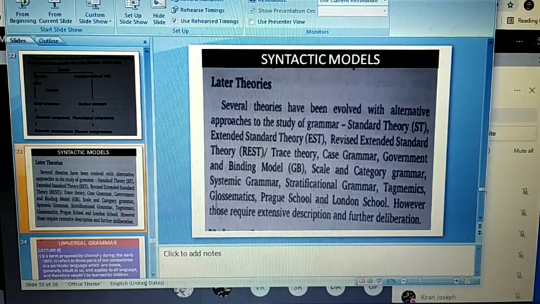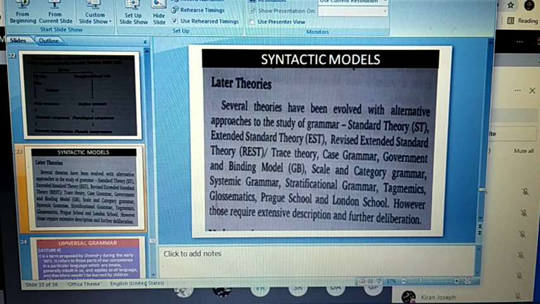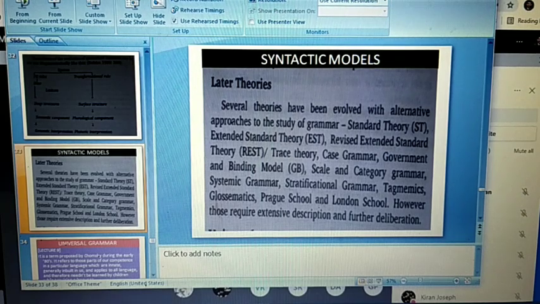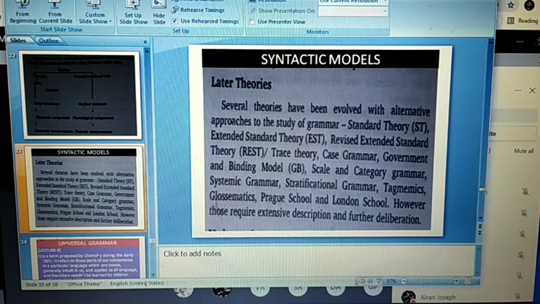There are other theories, but we don't have to worry about all these theories. Say for example, you have theories like standard theory, extended standard theory, revised standard theory, then of course case grammar, scale and category grammar, stratificational grammar, or so many. These are all different syntactic models, but you don't have to worry about them. Just remember your traditional grammar, structural or descriptive grammar, immediate constituent analysis, phrase structure grammar, and transformational generative grammar.